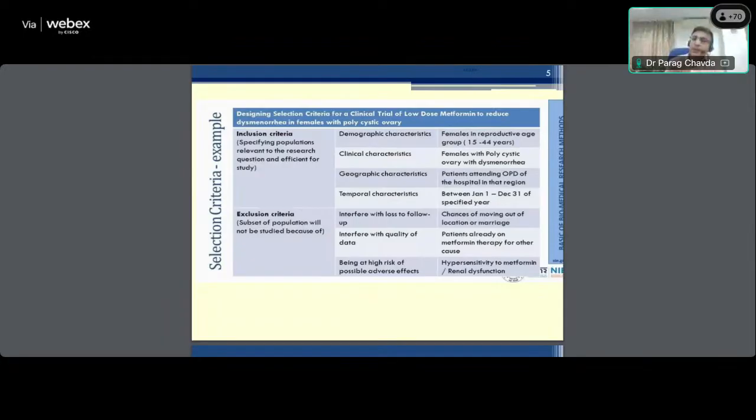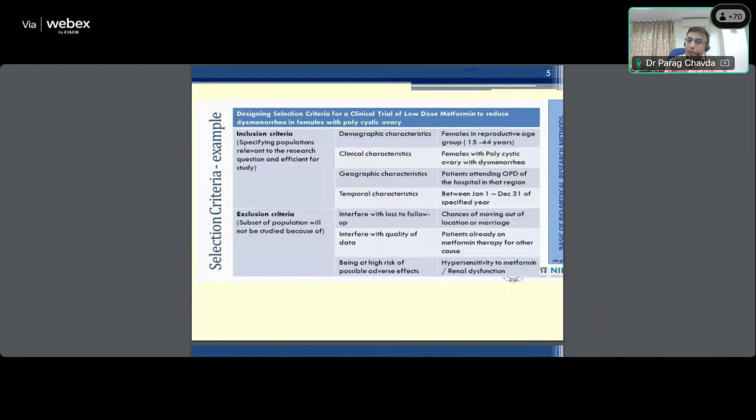Now they've offered some exclusion criteria and some indications that for these reasons you might want to exclude some participants from your study. So some participants whose inclusion might interfere with loss to follow-up. So the chances of moving out of location and marriage: if for these reasons you would have loss to follow-up, then you would not like to take them, although they might be satisfying your inclusion criteria.